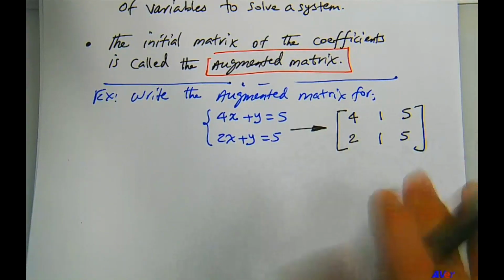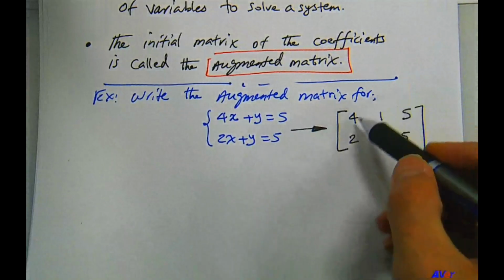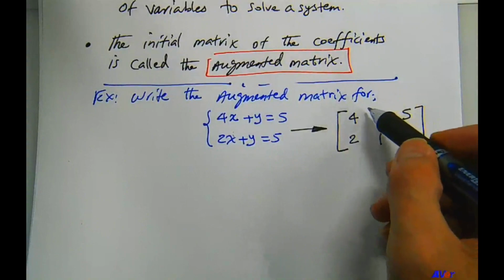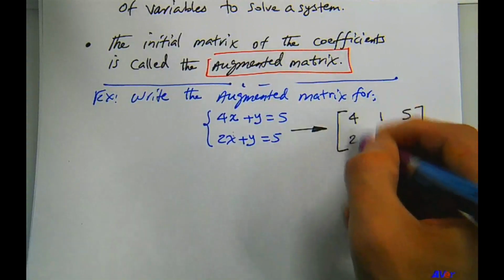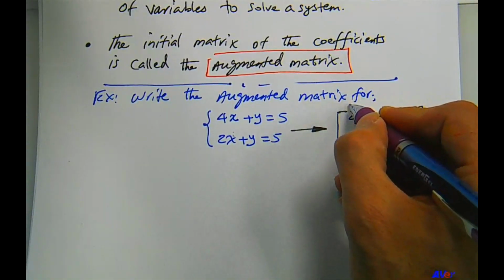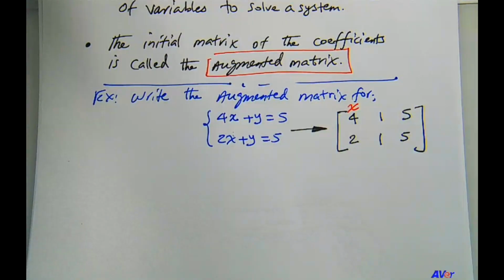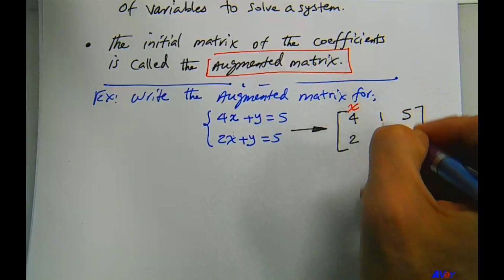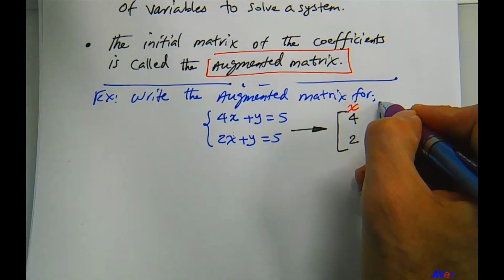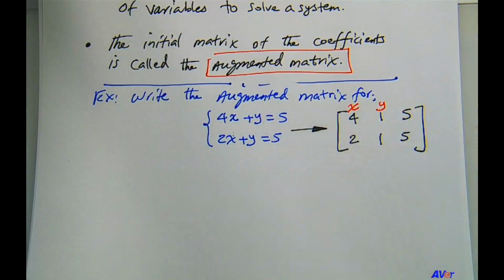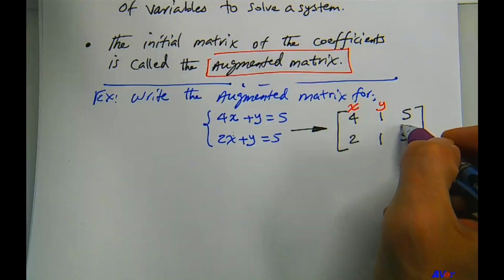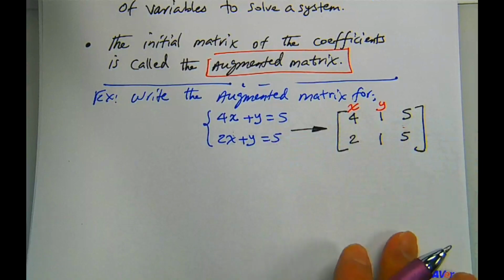Okay. So notice that as we transfer these coefficients here, we've created a column of numbers which are the coefficients of variable x in two different equations. In the second column, these numbers are the coefficients of variable y in two different equations, and the far right numbers are the constant values that we have.